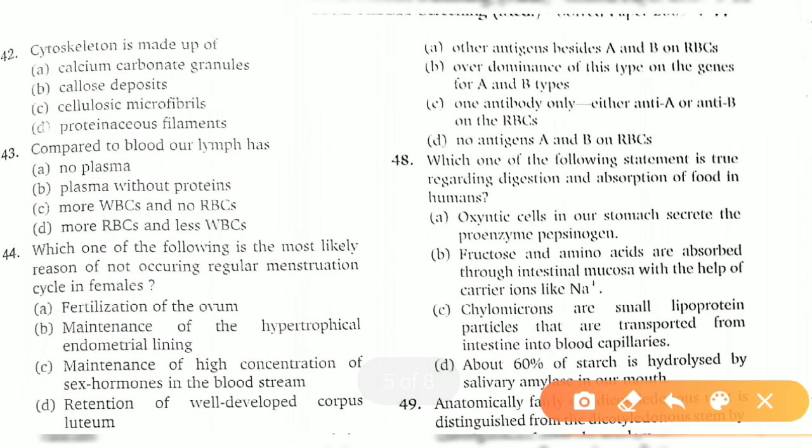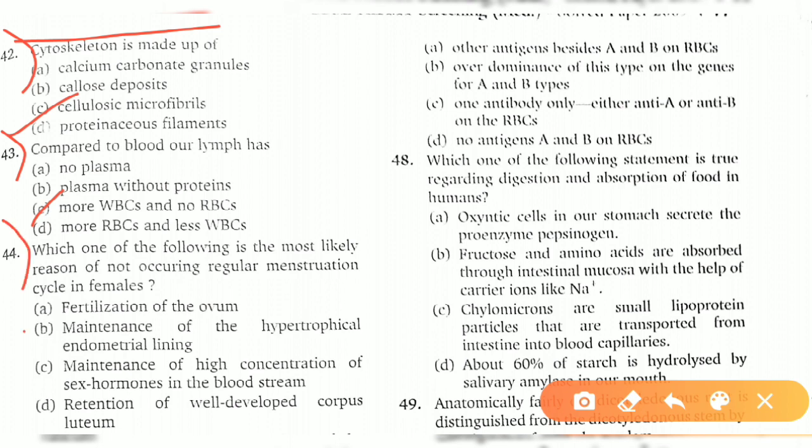Now, 42nd question. Cytoskeleton is made up of calcium carbonate granules, cellulose deposits, cellulose microfibrils, or proteinaceous filaments. The answer is proteinaceous filaments. Now, 43rd question. Compared to blood, our lymph has no plasma, more WBC and no RBC, more RBC, or less WBC. The answer is more WBC and less or no RBC.